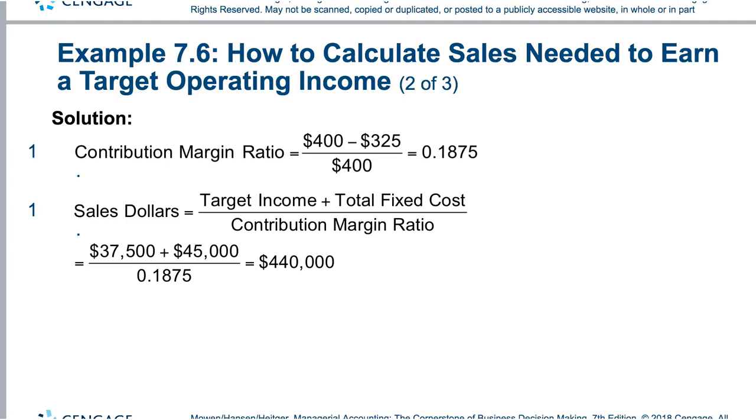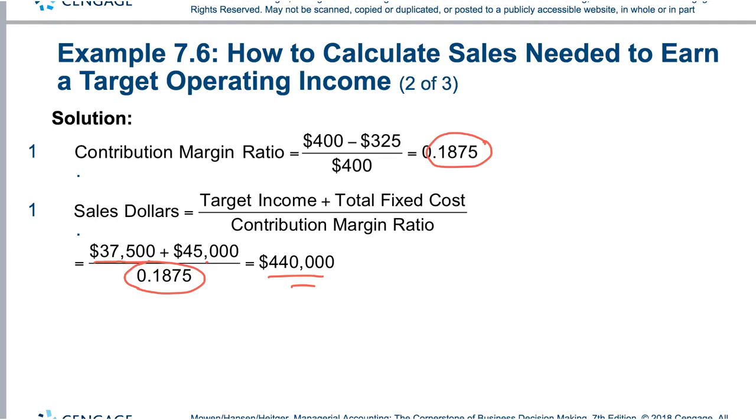And so here is our contribution margin ratio of 18.75%. And then our sales dollars is going to be 37.5 plus 45 divided by that 18.75%, or 440,000, in order to get to this 37,500.